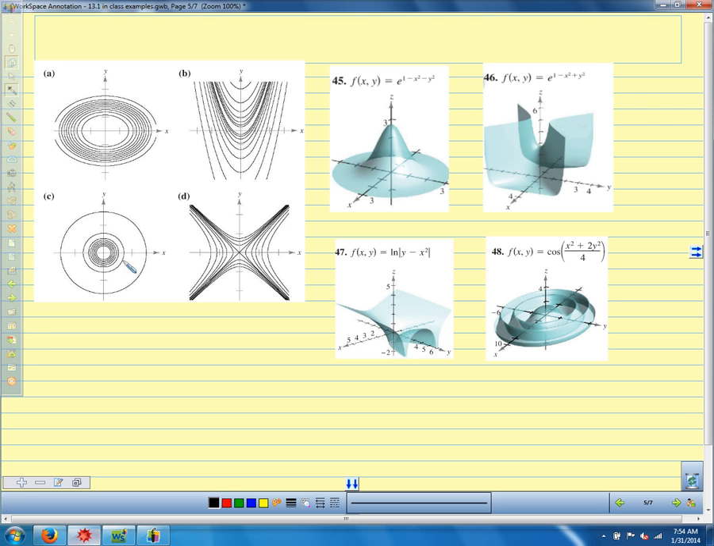Here, out in this part of the plane, the function is changing very slowly, so our contour lines should be very far apart. As we get closer to the origin, our function is changing more rapidly, so our contour lines should be closer together. And this shape looks kind of circular, so this would have to match C.